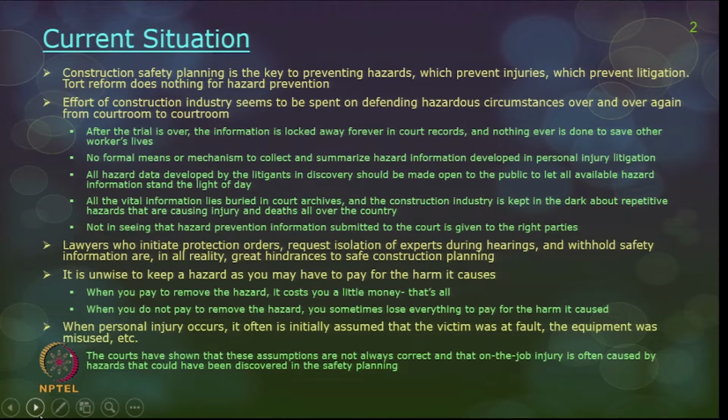So, lawyers who initiate the protection orders request isolation of experts during hearings. So, they are in general the main hindrances to safe construction planning. It is unwise to keep a hazard because you have to pay for the harm it causes. When you pay to remove the hazard, it makes you spend little money, but when you do not pay to remove the hazard and you want to save that money, you have to keep in mind that one day you are going to pay too big. Okay. All this we have discussed earlier also.